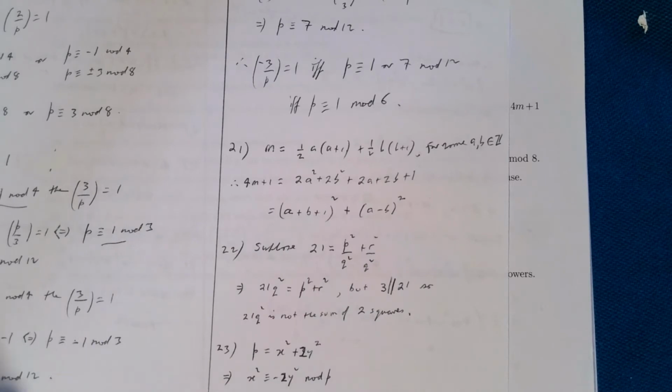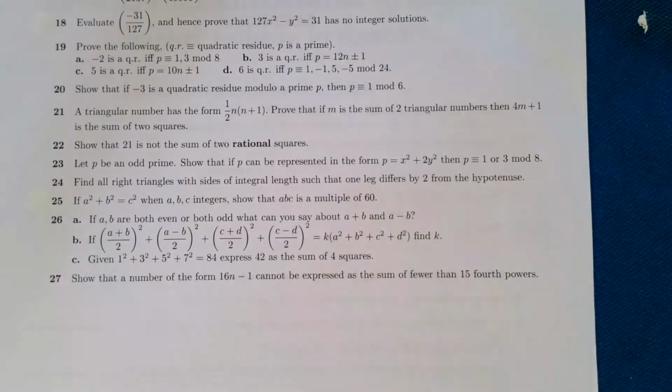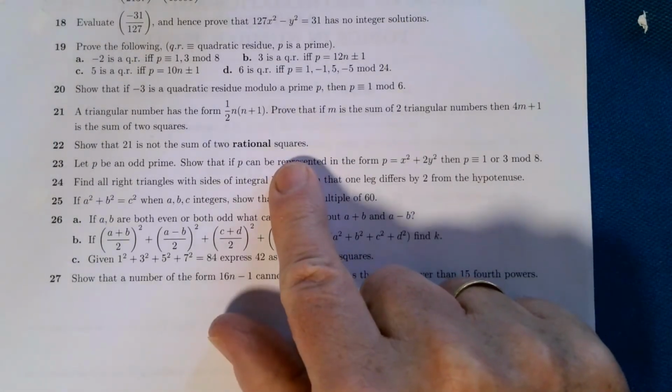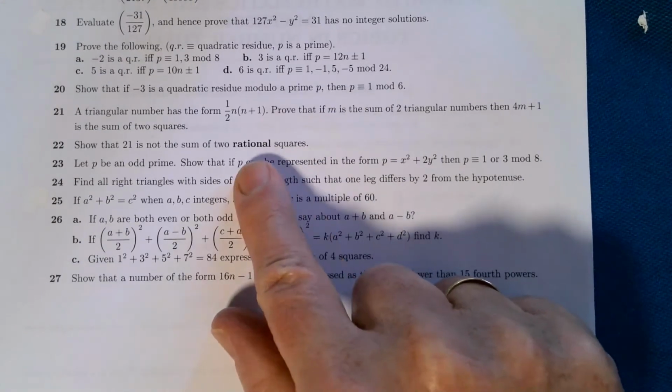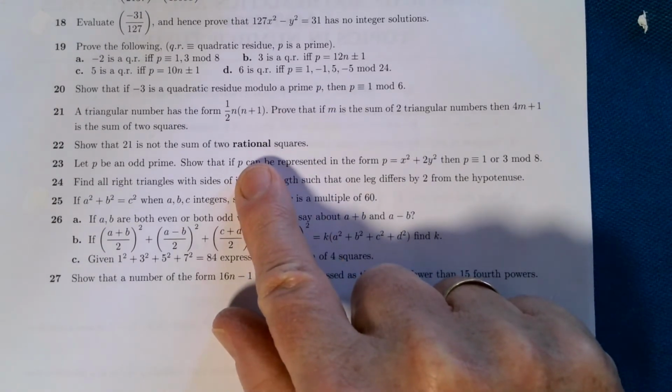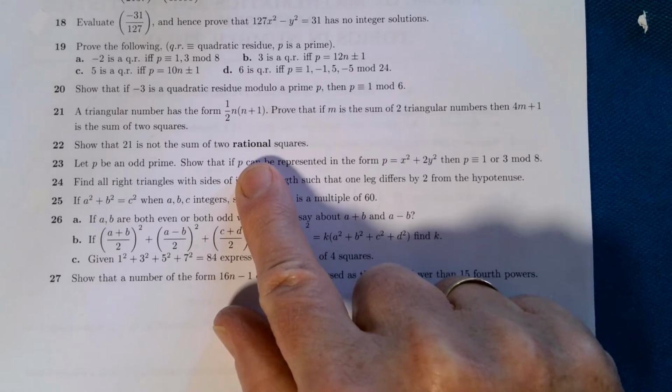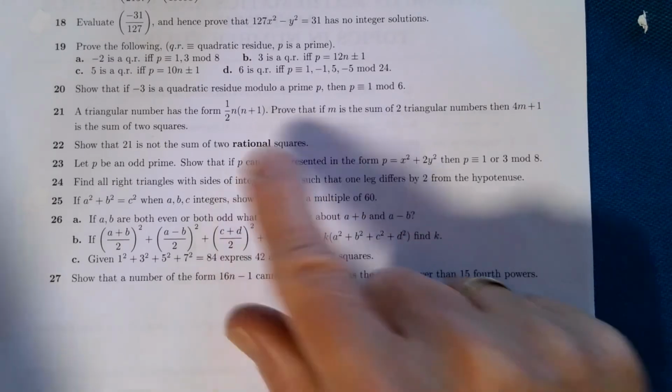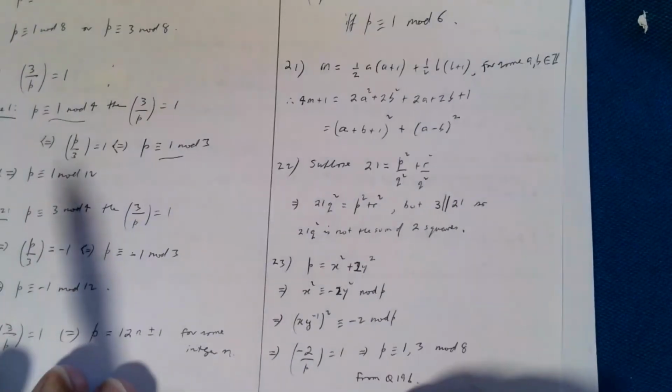Question 22 says, show that the number 21 is not the sum of two rational squares. It's obvious that 21 is not the sum of two squares because it contains 3 mod 4 primes, so it's not the sum of two squares. We want to show it's not the sum of two rational squares. And so again, we do this by contradiction.